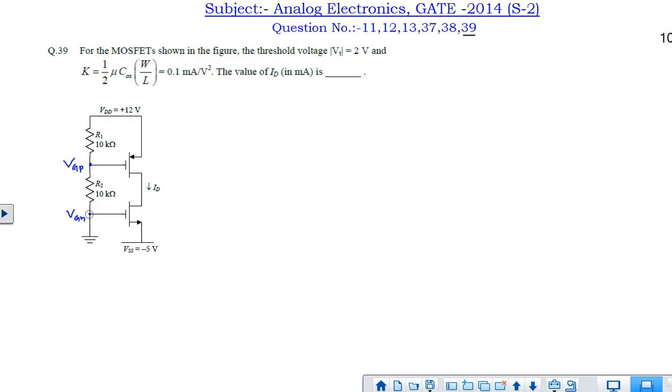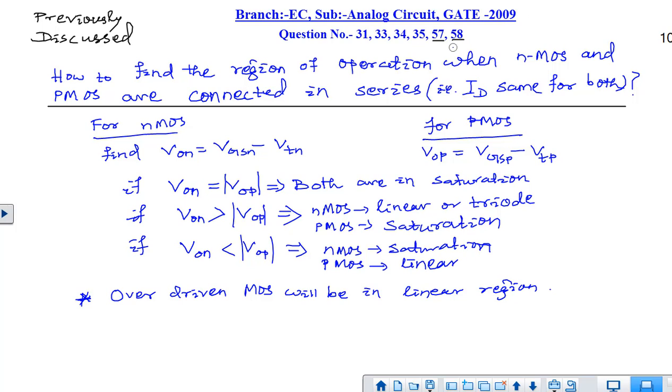Now we can name the voltage at this node VGN and this node VGP. Before solving this type of problem, we first have to find out the region of operation of these two transistors, the NMOS transistor and the PMOS transistor. We discussed previously, during the GATE 2009 question number 57 and 58 analysis, how to find the region of operation of NMOS and PMOS transistors when they are connected in series, or when ID is the same for both transistors. We have to find out which transistor is overdriven, that is VON. VON we have to find from both transistors, that is VON is equal to VGSN minus VTN. Similarly for PMOS, VGSP minus VTP.